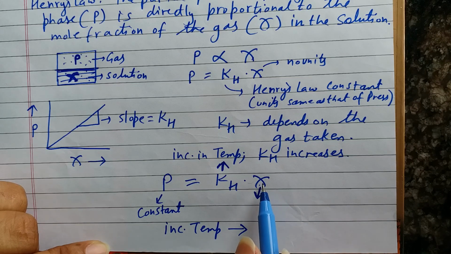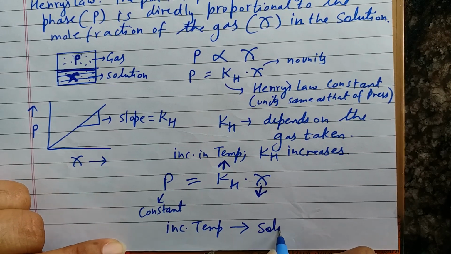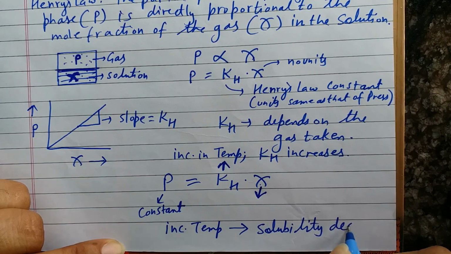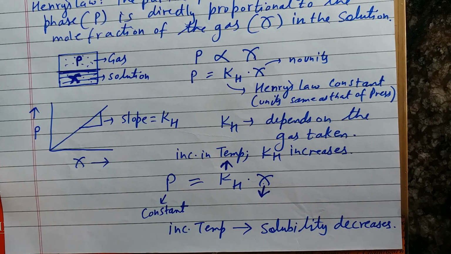And what is chi? Chi is a measure of solubility. So with increase in temperature, we can infer from here that solubility should decrease. So with increase in temperature, KH increases, and chi, which is a measure of the solubility of the gas in the liquid, is going to decrease.